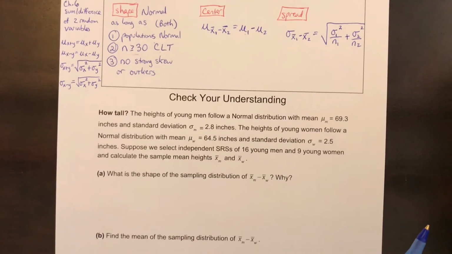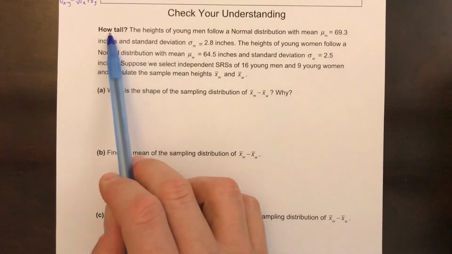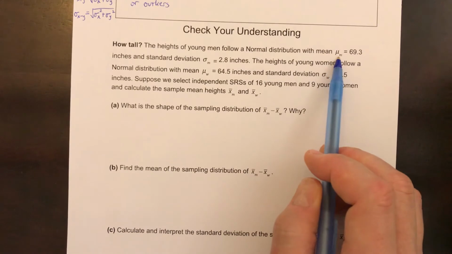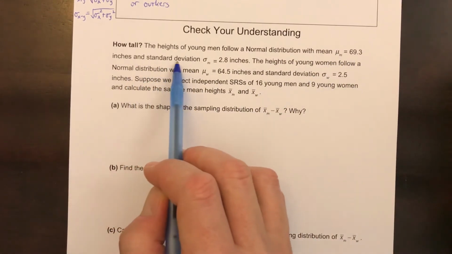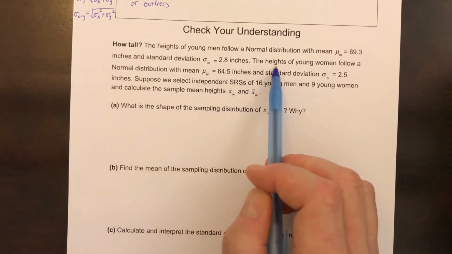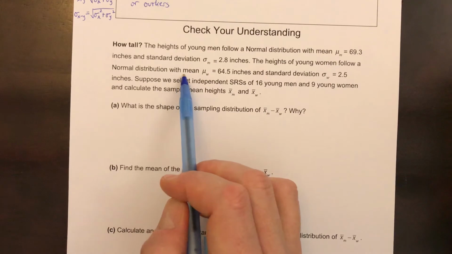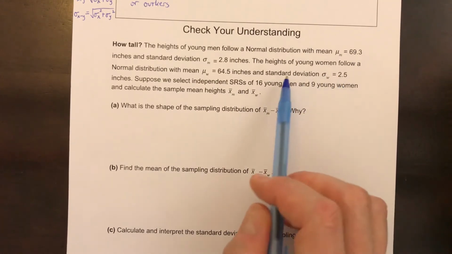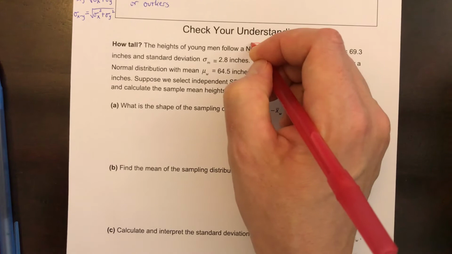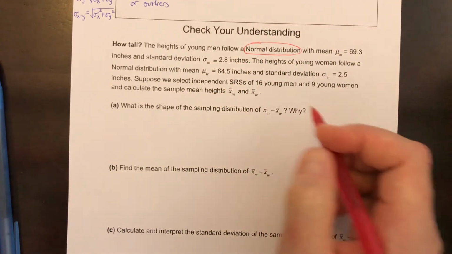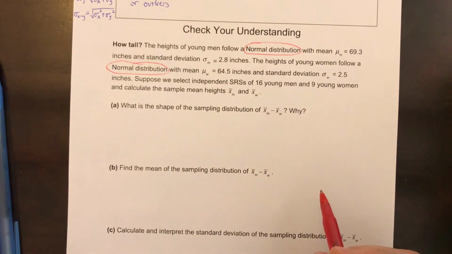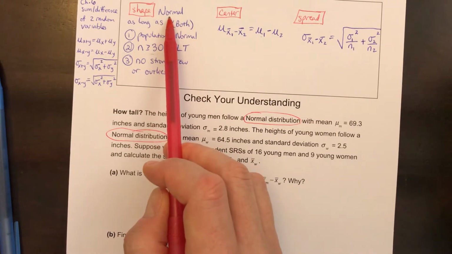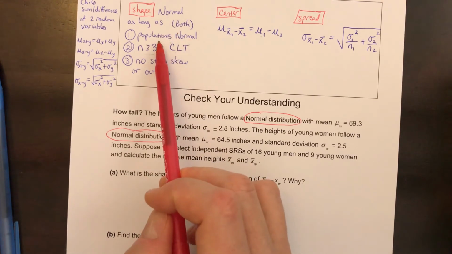Okay, so let's do an example here. Check your understanding. The heights of young men follow a normal distribution with the mean for the men 69.3 inches and the standard deviation for the men 2.8 inches. The heights of young women follow a normal distribution with mean 64.5 inches and standard deviation 2.5 inches. Now, it is important that they tell us it follows a normal distribution for the men and for the women. So going ahead, we will be able to assume normality for the differences because they tell us that the actual populations are normal.